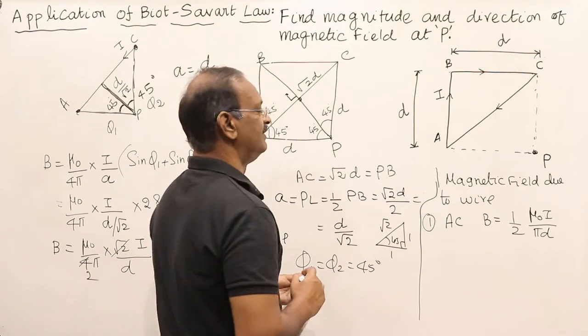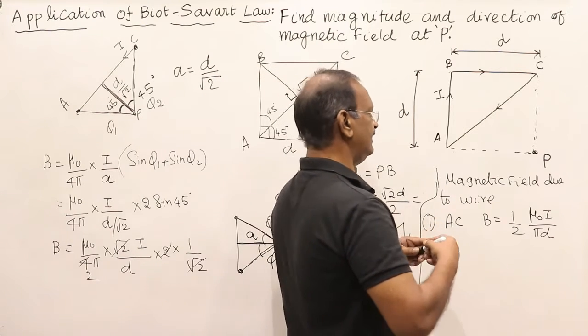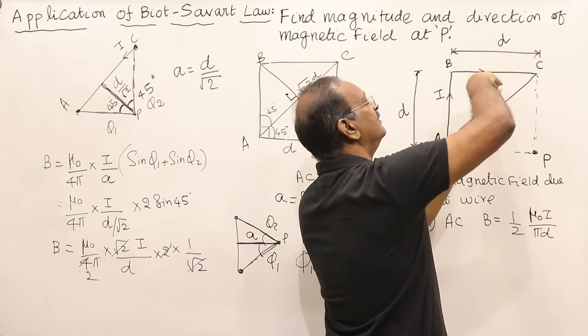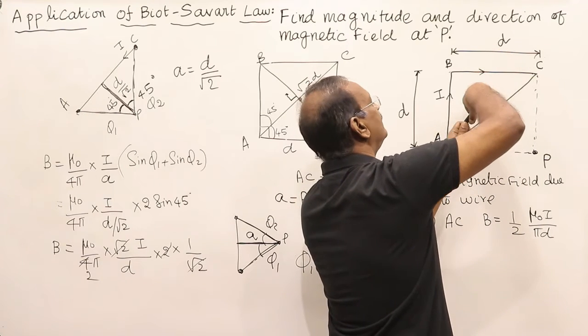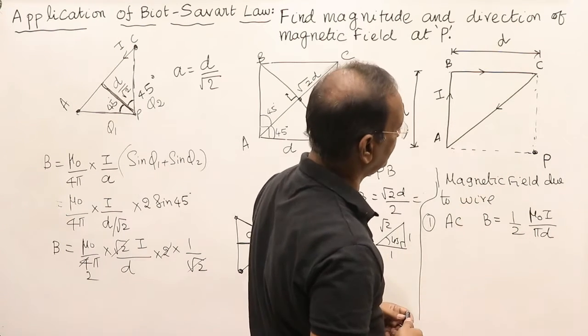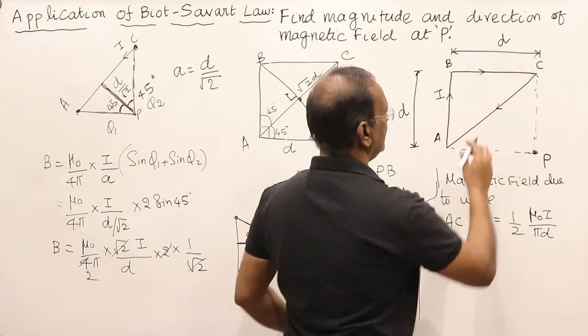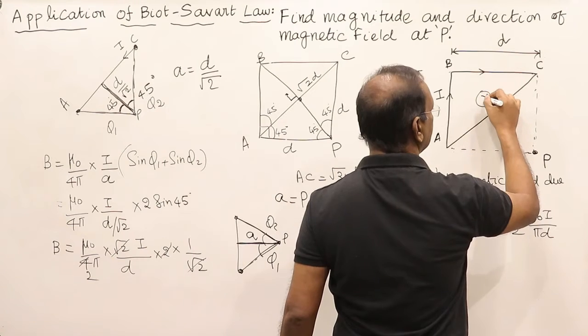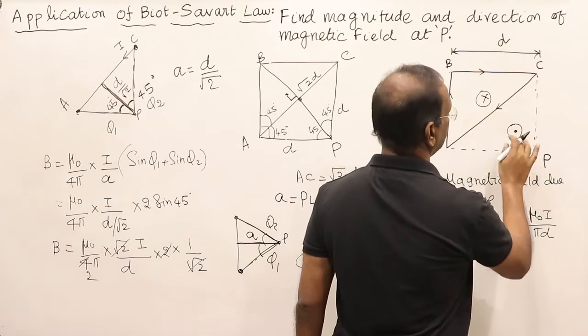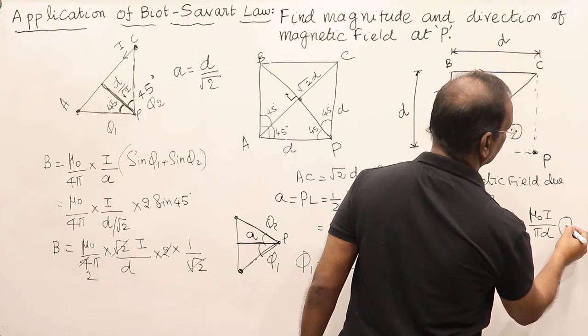And what is the direction of magnetic field? See, this is the conductor. Current is flowing this way. So we put the thumb and we put the curl. Curl means here it is going inside, here it is coming outside. It means this side, what is the magnetic field? Here it is going inside. Here it is coming outward. Outward means at this point the magnetic field is outward.